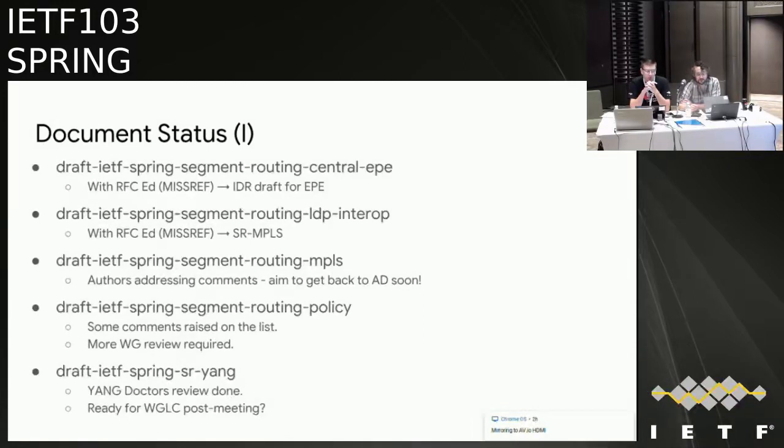The segment routing policy draft that we adopted, I think prior to the last meeting, I had raised some comments on the list. The authors have responded to some of them. I would encourage some more working group review of this document. It's fairly substantial in terms of what it includes. The Yang model for spring, we had a review from Lada, the Yang doctor, so thank you very much for that. I think those comments need to be addressed, and then we're probably ready to try and progress this after this meeting.